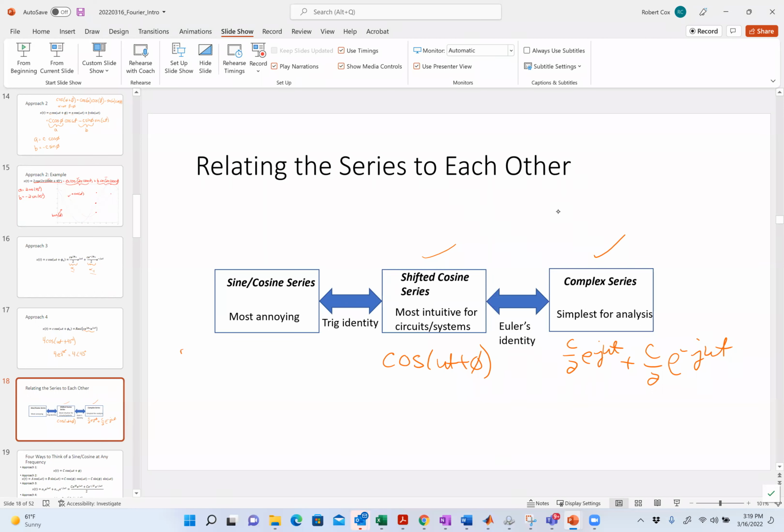This would be cosine omega t plus sine omega t. Calculus-wise, it's awful, there's no way around that. But we can move back and forth. If I have the amplitudes and angle for one of them, I can easily move back and forth between them.